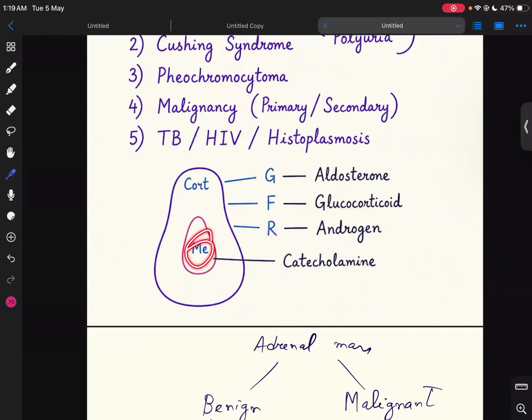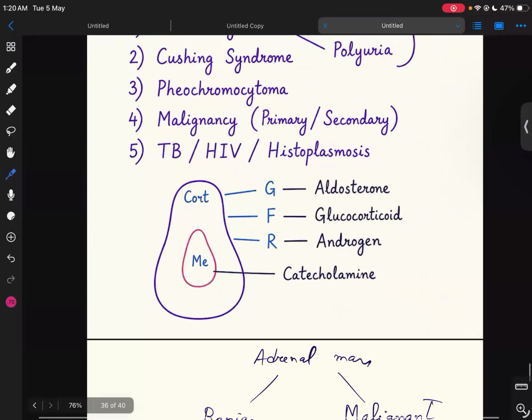Then come to the medulla. From the medulla, mainly catecholamine gets released. Whenever catecholamine is released excessively, it is the disease called pheochromocytoma. So these are the pathologies that can affect each layer. On top of that, the adrenal gland can be affected by malignancy, primary or secondary, or by TB, HIV, or histoplasmosis.